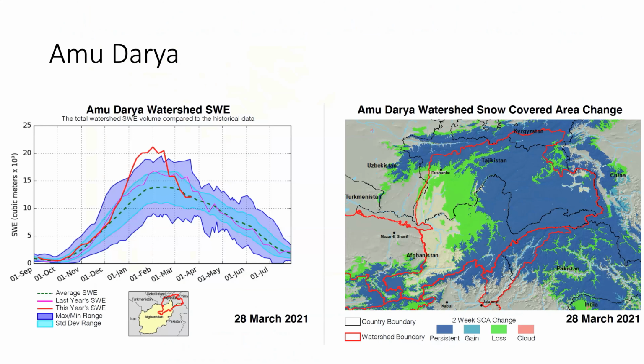Here is the Amu Darya. On the left side is the passive microwave SWE. The blue area shows the historical range since 1987. The red line shows this year's SWE, and the dotted line shows the average. SWE early in the year was higher than ever, but on March 28th of 2021, SWE was near average.